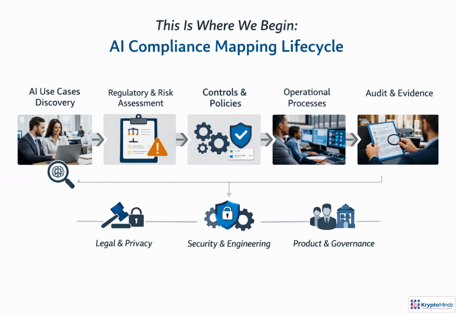AI compliance mapping is a route, not a one-time checklist. We start by discovering how AI is actually being used. Then we connect each use case to obligations, risks, controls, daily processes, and the evidence auditors will expect. Repeatability is the goal. Legal, privacy, security, engineering, product, and governance teams all contribute to the same map, so compliance becomes an operating model instead of a last-minute scramble.